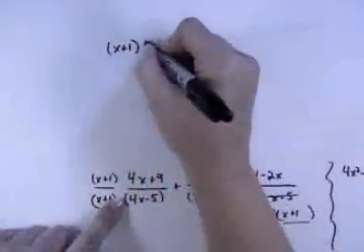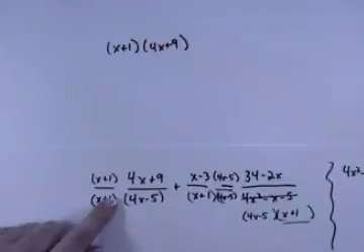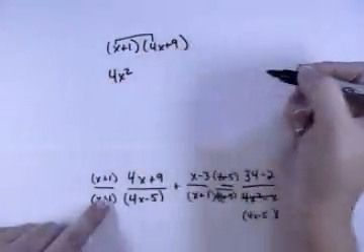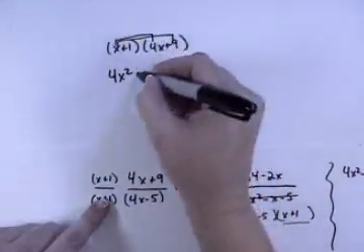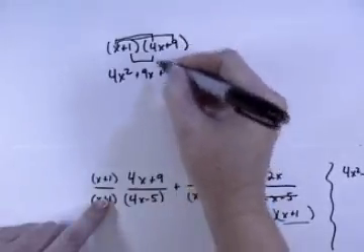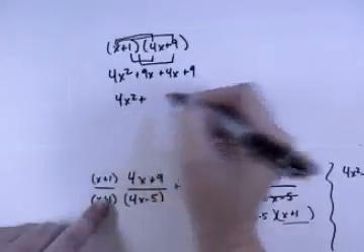And let's multiply this first term. So that's x plus 1 times 4x plus 9. What do you need to do? You need to do the distributive property. So 4 times x is 4x squared. x times 9 is 9x. 4 times 1 is 4x. 1 times 9 is plus 9. Combine your like terms.